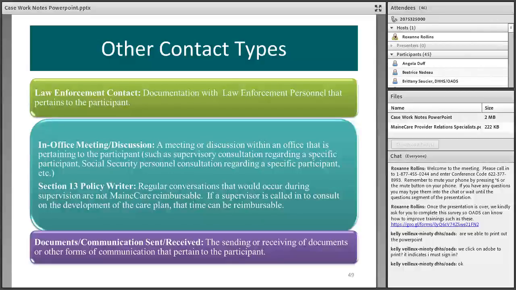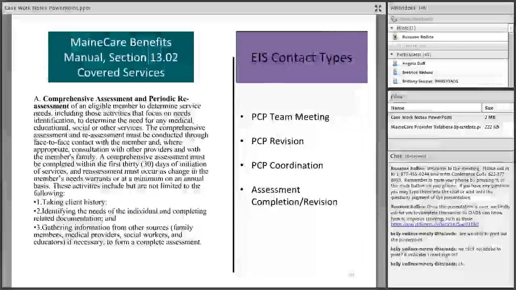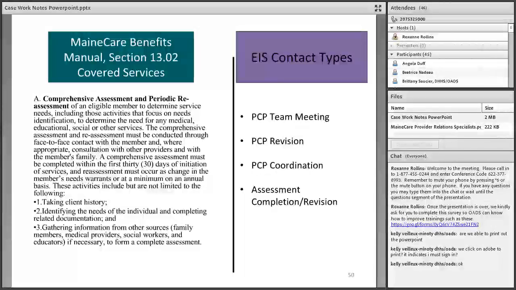The last contact type is the documents communication sent/received, which is the sending or receiving of documents or other forms of communication that pertain to the participant. Those are all the contact types and how we define them. And so now we're going to link the contact types to the different areas of MaineCare policy. I'm not going to read everything here. You can refer to the policy yourself.